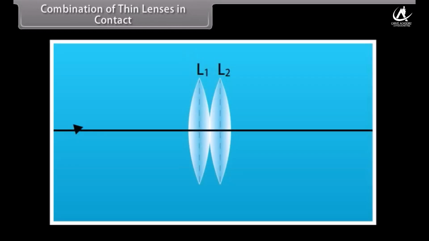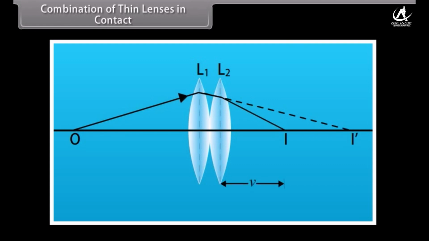Combination of thin lenses in contact. Suppose two thin convex lenses L1 and L2 are placed in contact in such a way that they have the same common axis. The focal lengths of lenses are f1 and f2 respectively, and the medium is the same on both sides of the lenses. O is a point object on the principal axis at a distance u from the first lens, L1. The lens L1 deviates the rays towards I.